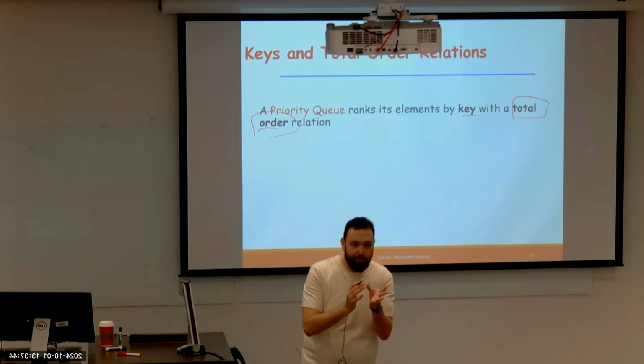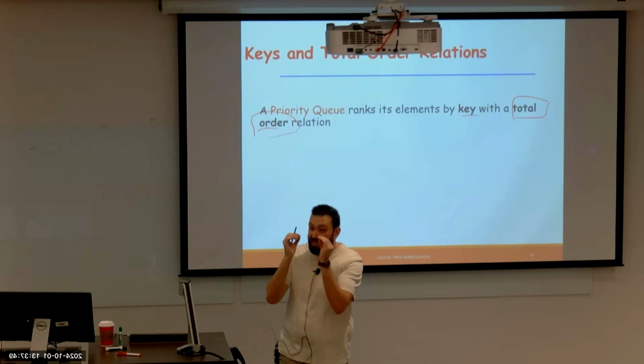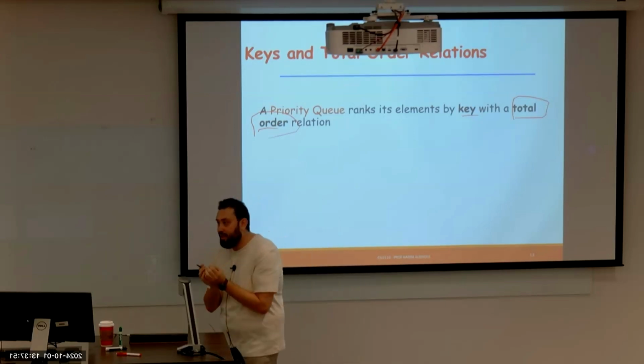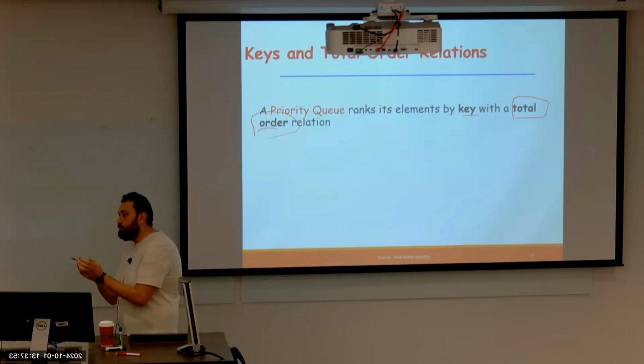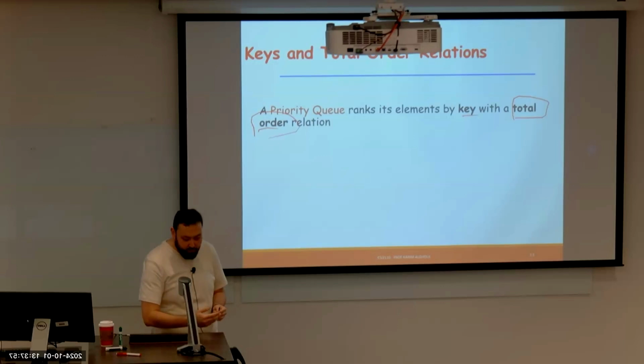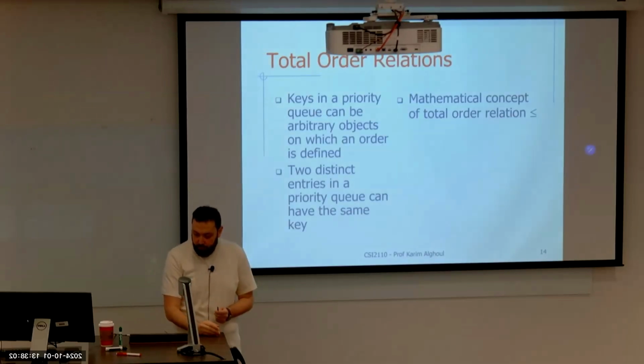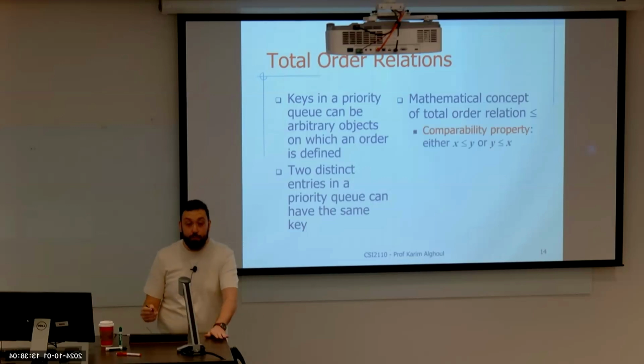For you, you'll be able to figure out the priority based on whatever. Now, we need to give specific instructions for the ADT, for the program to be able to compare these keys. It's going to be based on the total order. I'm sure you've heard of the total order before. So there will be three main properties for the total order.